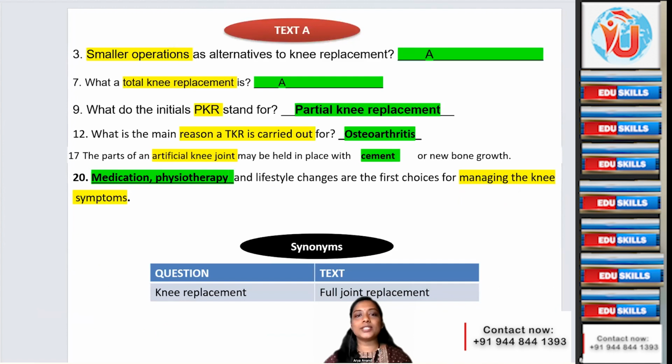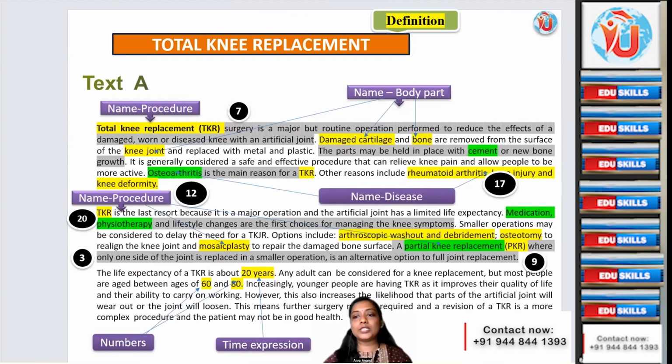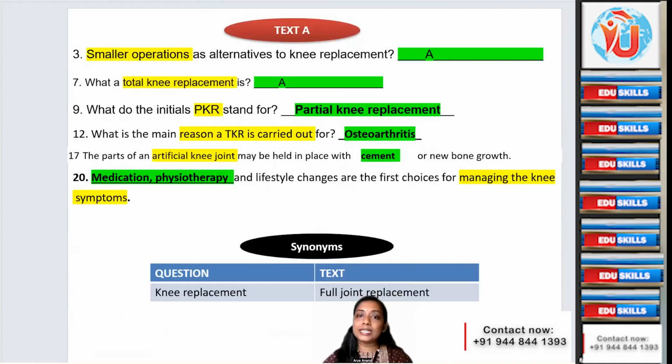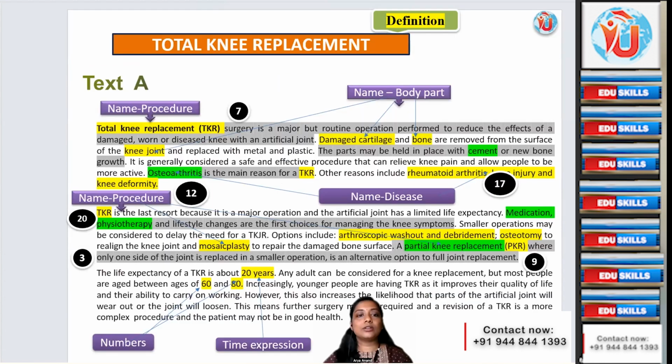See here, smaller operations as alternatives to knee replacement. Third question: a partial knee replacement, where only one side of the joint is replaced, is a smaller operation and an alternative option to full joint replacement. Here they have mentioned full joint replacement, but in your question they have mentioned knee replacement. Both are the same, right? Knee is a full joint. What a total knee replacement is, the definition they have mentioned here, so definitely from text A.